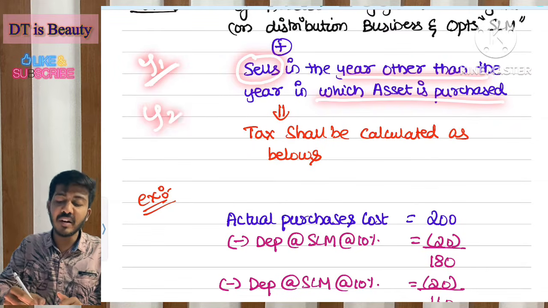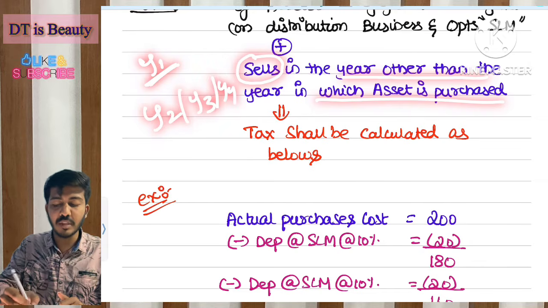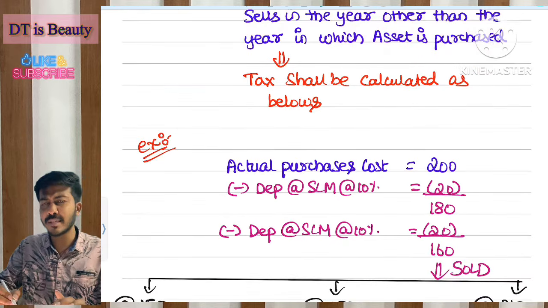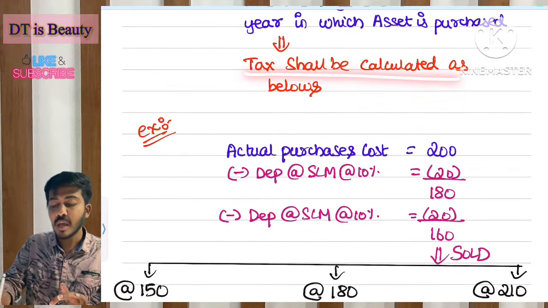He is selling in different years, like year 2, year 3, year 4. Then this concept is applicable. What is this concept, sir? Let us peep inside. Come.